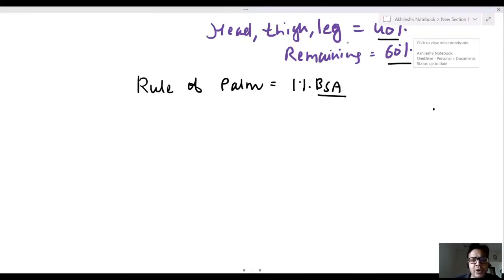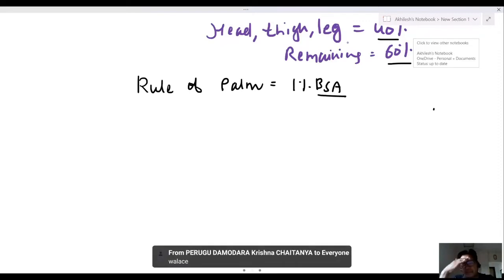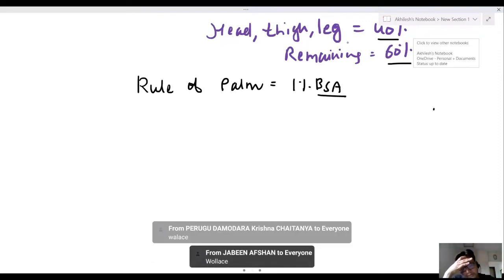What is the name of rule of 9? Wallace rule.